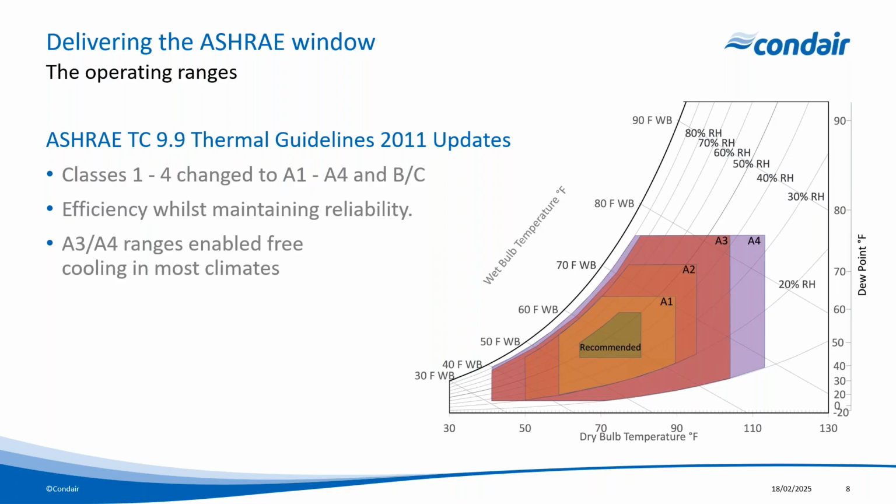The next update was then in 2011, with the allowable ranges being added, and classes 1 through 4 were renamed A1 to A4 and B and C. The new guidelines were developed, allowing data centers to operate in the most energy efficient mode while still maintaining the required reliability. So the allowable ranges A3 and A4 were created to achieve the most flexibility in the operation of the data center and really opened the potential for the use of free cooling systems in many of the world climates.